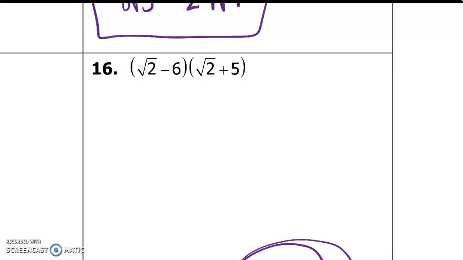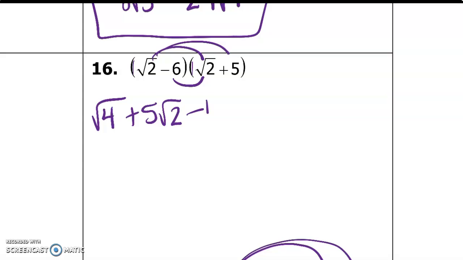And 16, we have a 1 on the outside of these, so square root of 2 times square root of 2 becomes square root of 4, plus 5 square root of 2, minus 6 square root of 2, minus 30. Again, make sure you're watching for those negatives. Square root of 4 becomes 2. 2 minus 30 would give me negative 28.